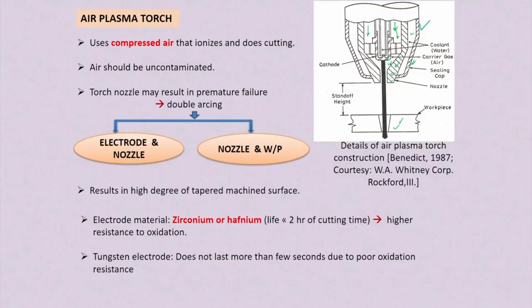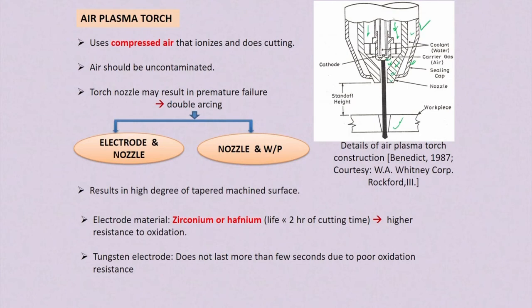Tungsten electrodes are not used because tungsten does not last more than a few seconds due to its poor oxidation resistance. If we use a tungsten electrode, it does not last for more than a few seconds. That's why tungsten is not used as an electrode material in the air plasma torch. Only hafnium and zirconium are used, which have about 2 hours of life, and they also have higher oxidation resistance.